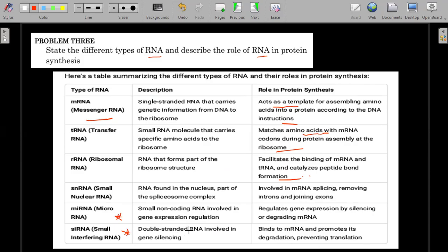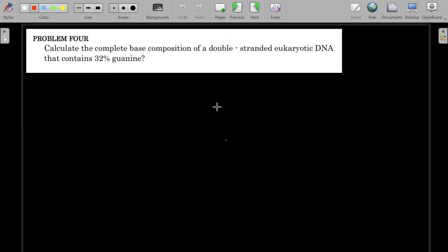All right. From there, we can go to the next question, which says: calculate the complete base composition of a double-stranded eukaryotic DNA that contains 32% guanine. So how can we calculate the complete base composition? To calculate the complete base composition of a DNA, we know that a DNA molecule is double-stranded, right?